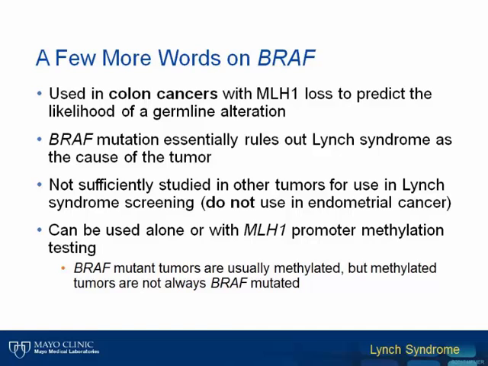Here are a few more words on BRAF. BRAF V600E mutation testing is useful in the setting of colorectal cancer. This is because colorectal cancers with MLH1 loss and BRAF mutations are almost exclusively seen in patients that do not have Lynch syndrome. BRAF mutation testing has not been sufficiently tested in other tumor types and should not be used to exclude Lynch syndrome in tumors other than colorectal cancers with MLH1 loss. Specifically, do not use BRAF testing in endometrial cancer.